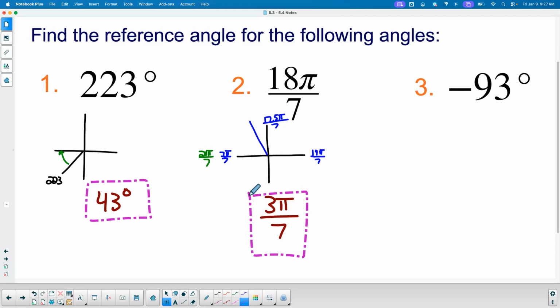Brain fart. Okay. What quadrant is negative 93 degrees in? That's in quadrant 3, right? So I got to get back to the horizontal. So if this is a 3-degree angle right there, my reference angle here then would be 87 degrees. Questions, comments, concerns, clarifications?